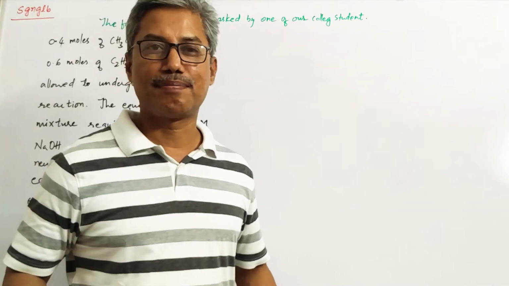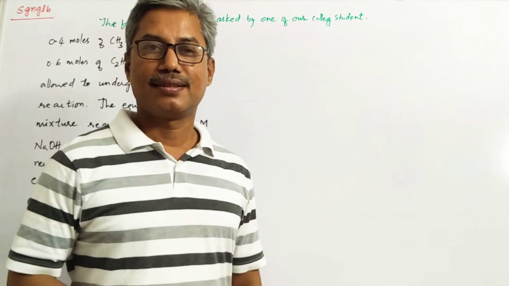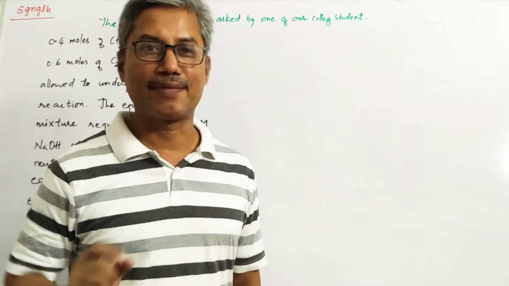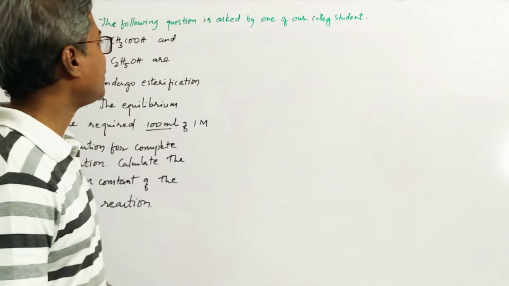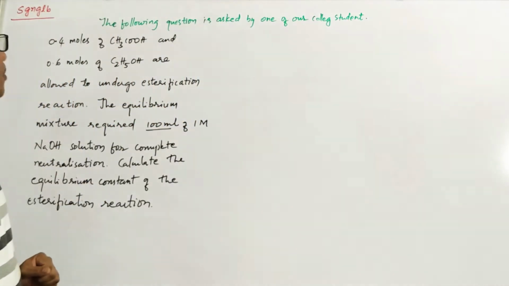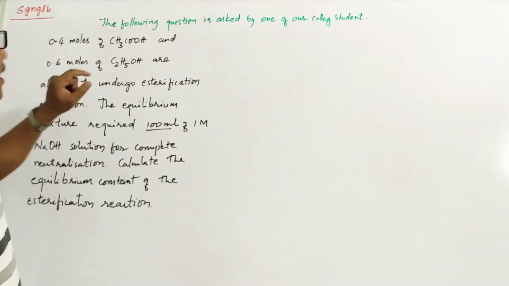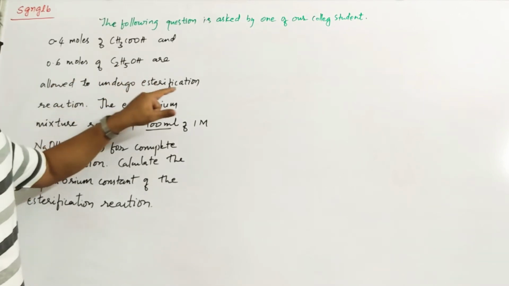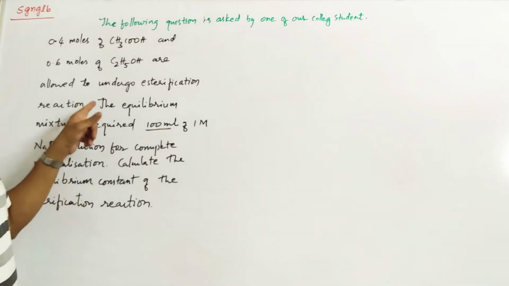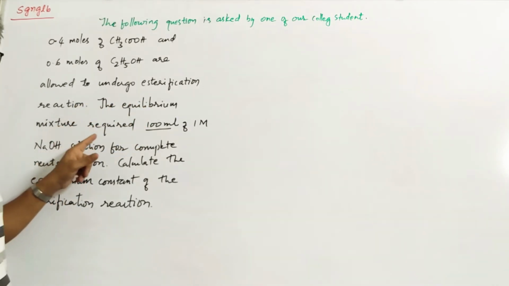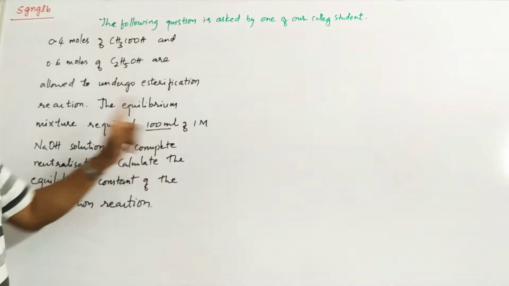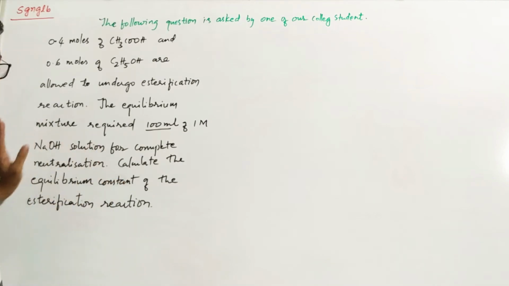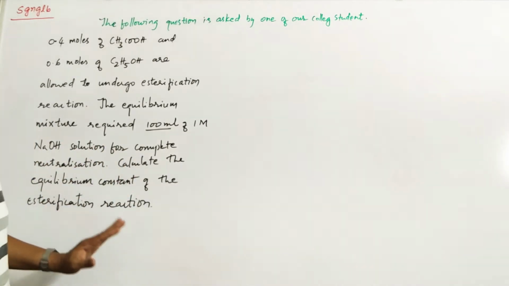This moment is very privileged for us because one of our students has responded to our videos by asking a question, and the question is this: 0.4 moles of ethanoic acid and 0.6 moles of ethanol are allowed to undergo esterification reaction. The equilibrium mixture required 100 ml of 1 molar sodium hydroxide solution for complete neutralization. Calculate the equilibrium constant of this esterification reaction.